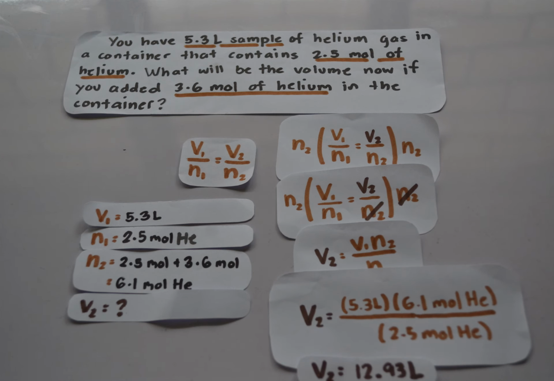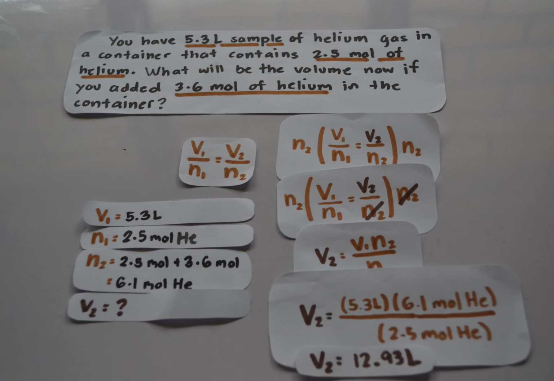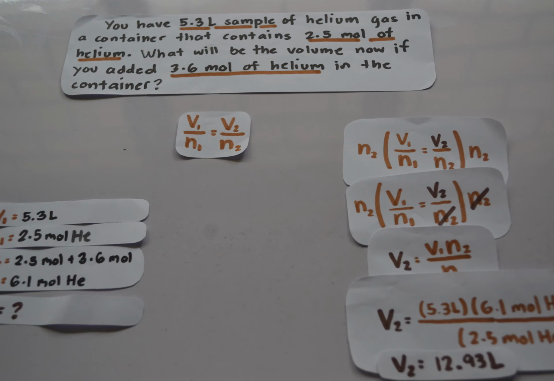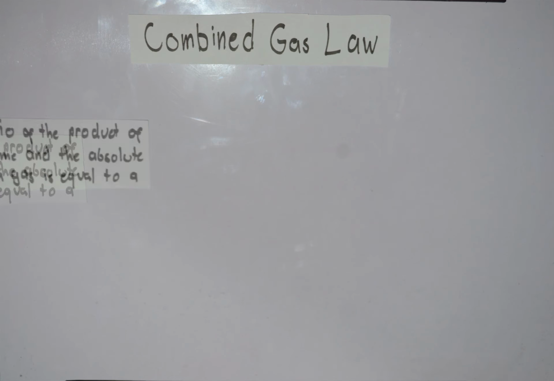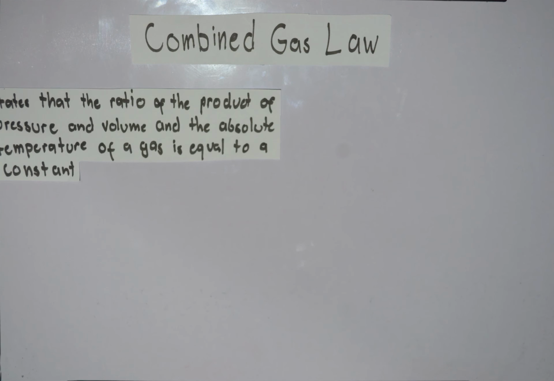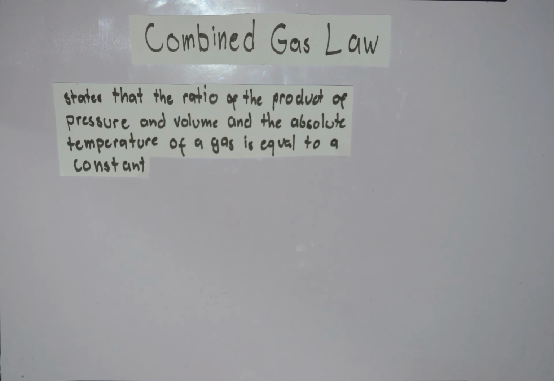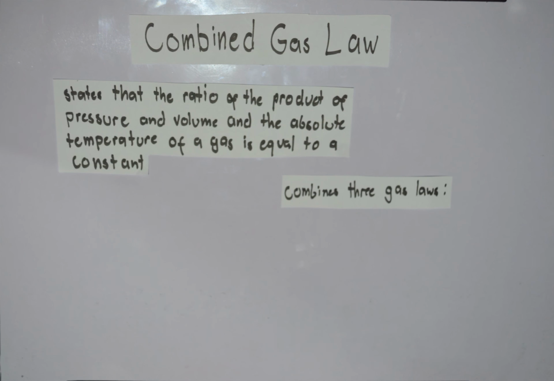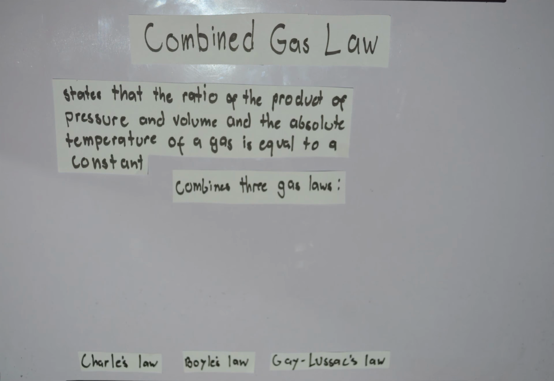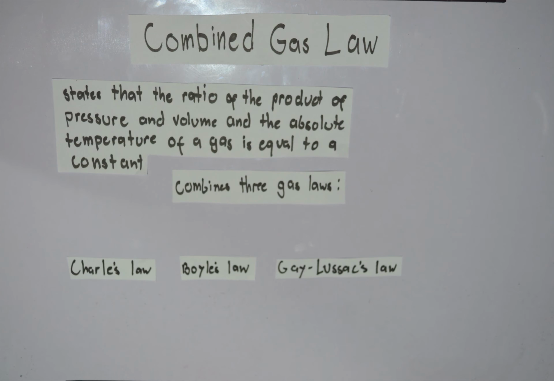So, going back to the formula, let's cancel out the N sub 2 by dividing it by itself and multiply it with the V sub 1. Our formula now will look like this. Next, substitute the given values into the formula. Then cancel out the unit moles of helium to remain with the unit liters. After that, multiply the 5.3 liters by the 6.1 and divide it by 2.5 to get the final answer. So from 5.3 liters, the final volume now will be 12.93 liters. That's all for Avogadro's law.